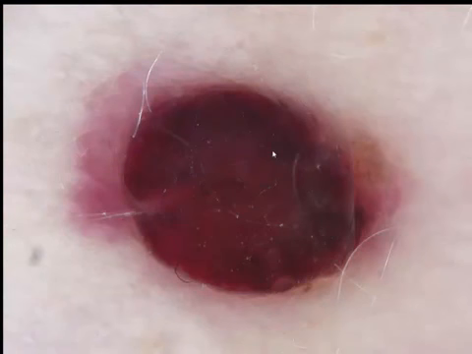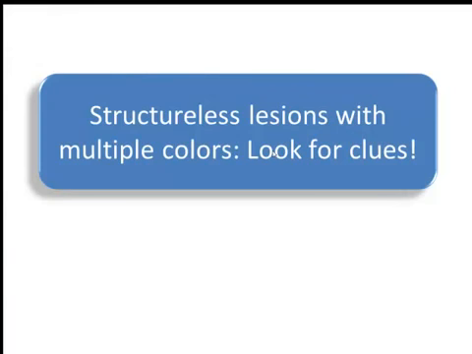This is structureless in red. It's a nevus that has been traumatized, and now there's fresh bleeding, so it looks structureless in red. So what about structureless lesions with multiple colors? How do you make a meaningful differential diagnosis in these cases? Now, the answer is look for clues.